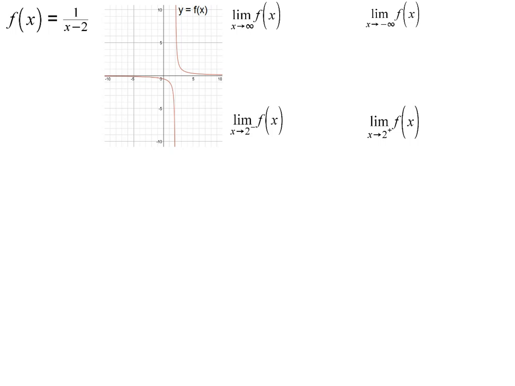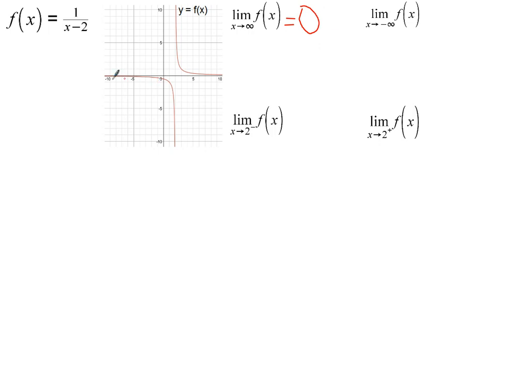Here we're looking at the function f of x equals 1 over x minus 2. It has a horizontal asymptote of y equals 0 and a vertical asymptote of x equals 2. First thing we're going to investigate is the limit as x approaches infinity of f of x. So all we have to do is look at the y value that it's approaching as we go towards infinity, as the x values get very, very large, and it's approaching our horizontal asymptote of 0.